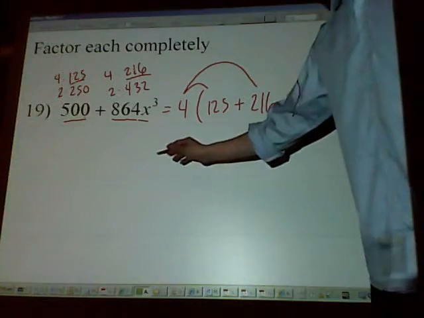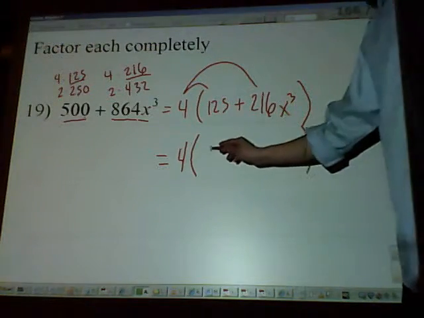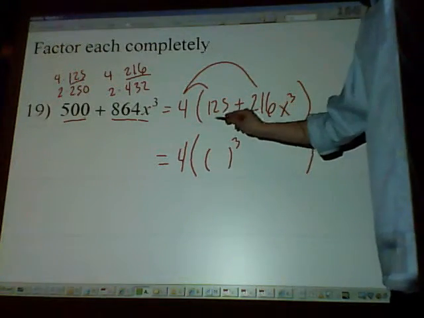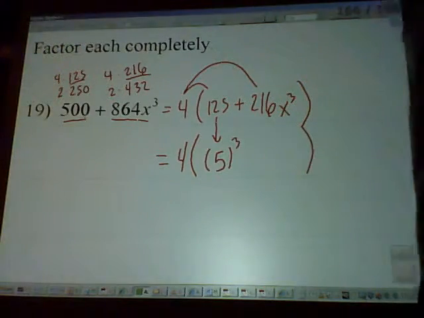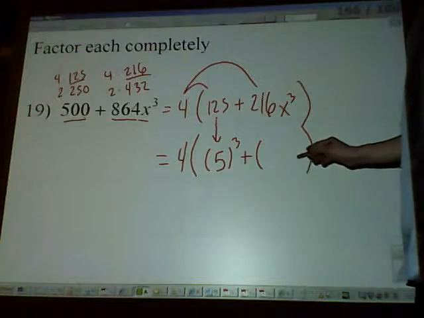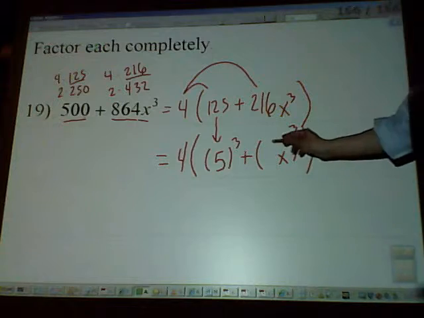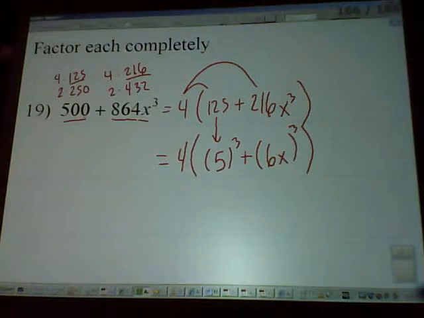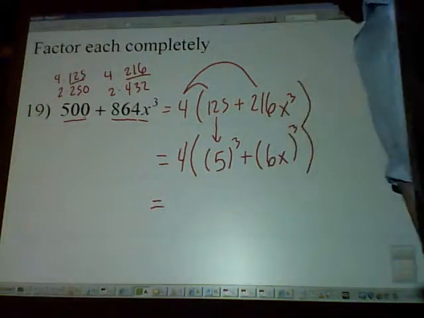Now we do that cube root step, and we find out, well, what number do I have to cube to get 125? We've been using this number a lot, right? It's 5. And then what number do I have to cube to get 216x cubed? Well, that's going to be 6x, all right? 6 times 6 is 36, and 36 times 6 is 216. So now look, we found our terms, okay?